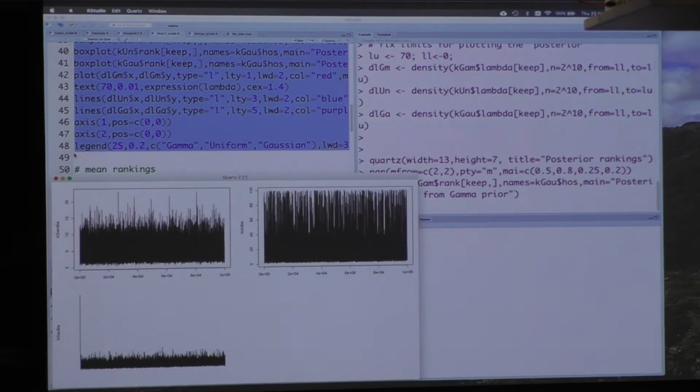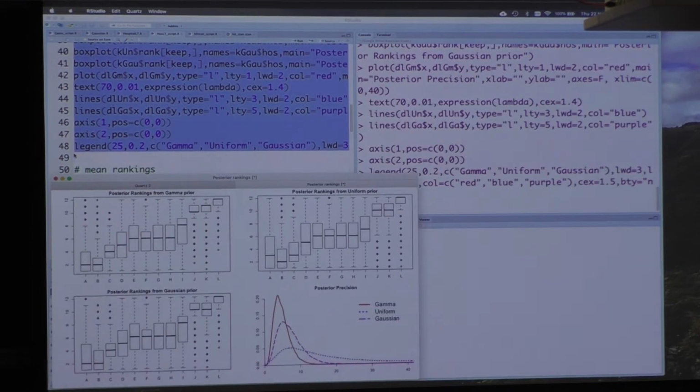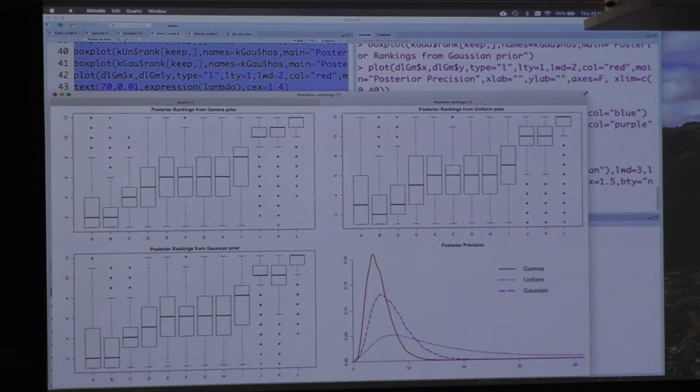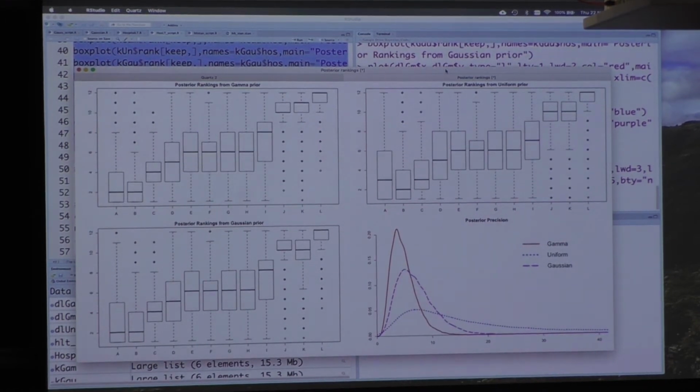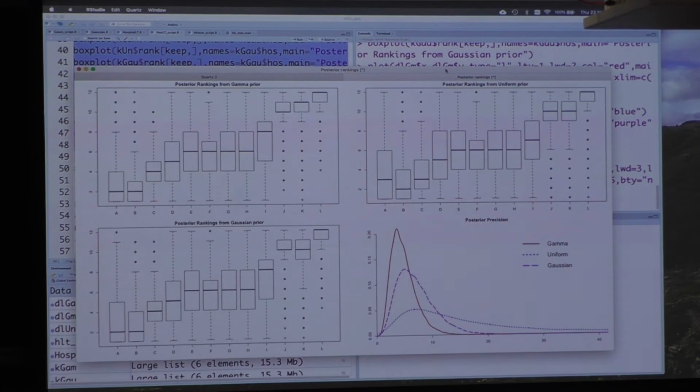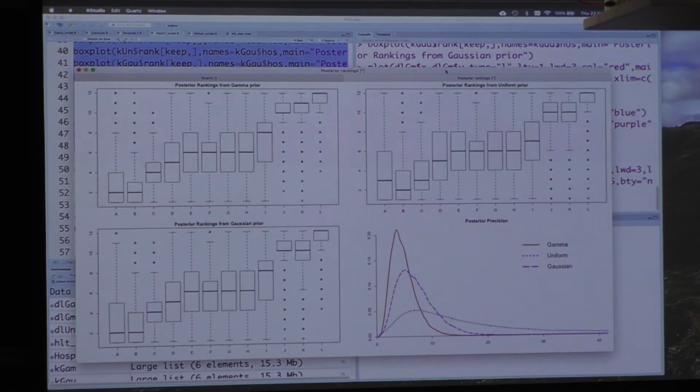So those are the chains. And this is a summary of the inference on the rankings based on the chain. So remember, I constructed the chains to sample from the gammas, the log odds ratio, and then used those gammas to rank the hospitals, okay? And this is the output of those rankings.